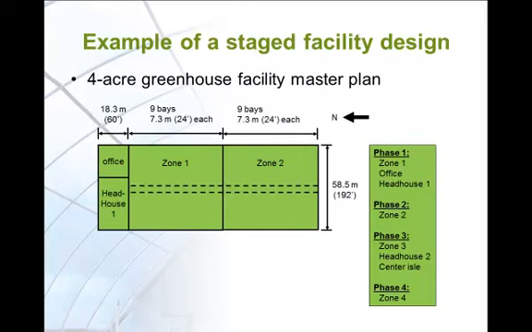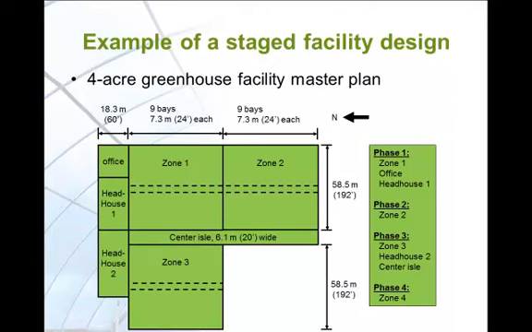Phase 2 will extend another 1-acre production area into Zone 2. Phase 3 will expand another 1-acre production area into Zone 3, along with a second headhouse and a 6.1 meter wide central walkway between Zone 1 and 3. The reason for adding a second headhouse is because we do not want to overload Headhouse 1 and at the same time can make room to accommodate workload from the next phase of expansion.